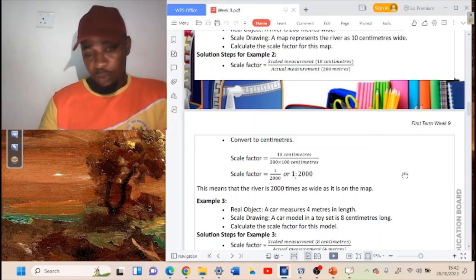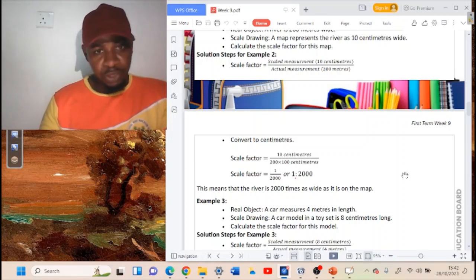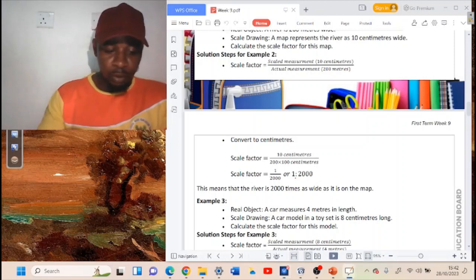A third example, we have a car that measures 4 meters in length, and the model for the car, the toy model, the one that children play with, is 8 centimeters long. So what is the scale factor used to reduce the big car to that small model? That's for us to find today. So work with the children to find this. I'm going to do that on another page here.